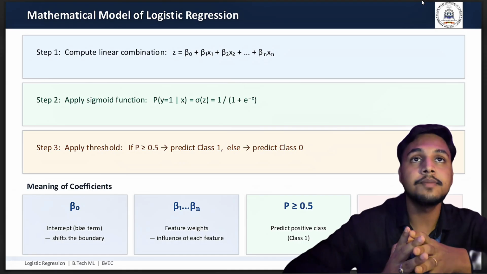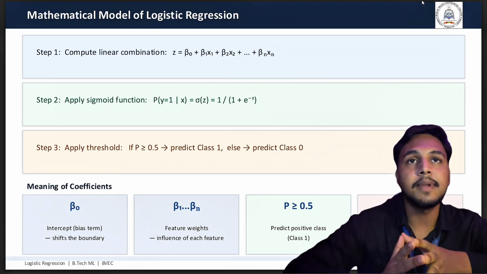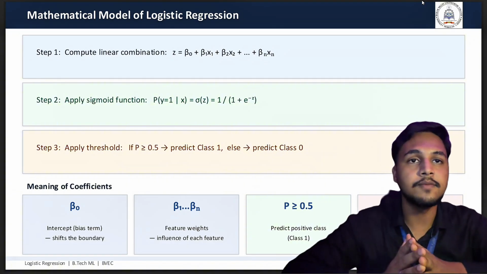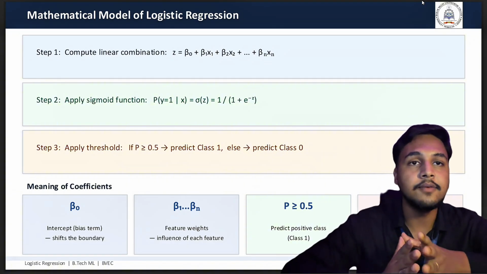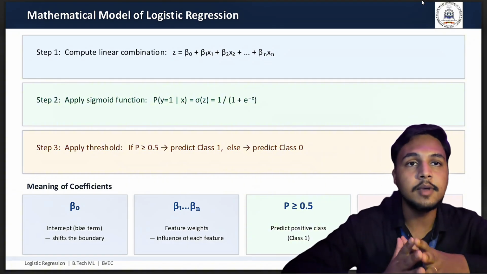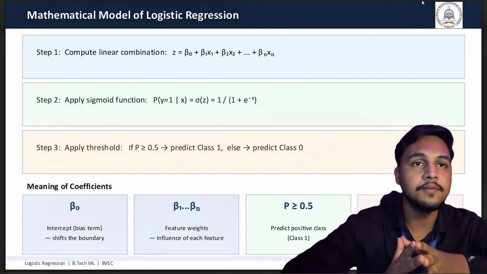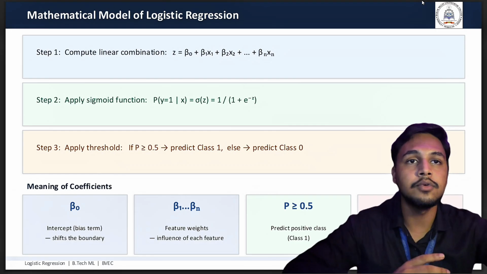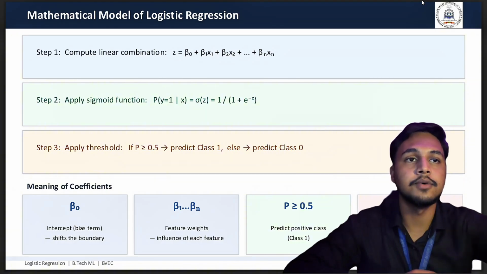Moving forward, instead of using z directly, we apply the sigmoid function, and by applying the sigmoid function we get a probability value between 0 and 1. If the probability value is greater than 0.5, we indicate that it belongs to class 1, and if it is less than 0.5, we indicate that it belongs to class 0. Here we are applying a threshold, where 0.5 is the deciding factor or the decision boundary.